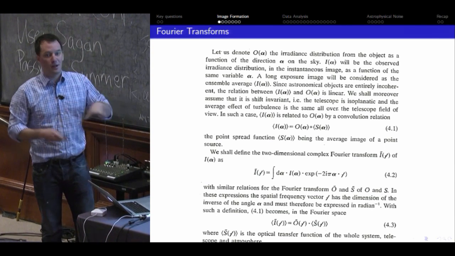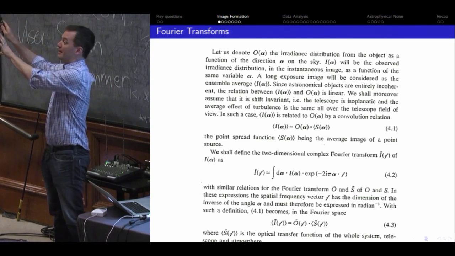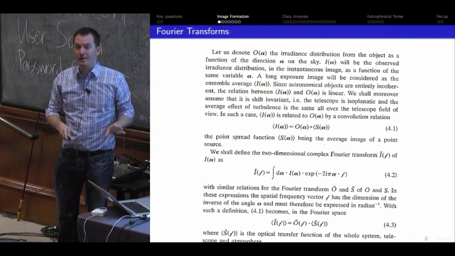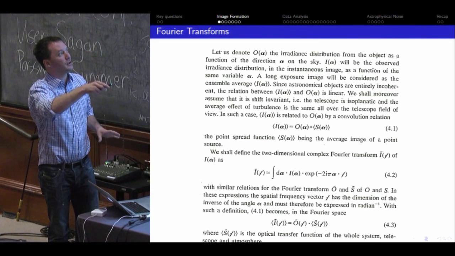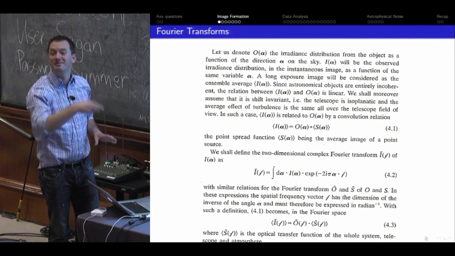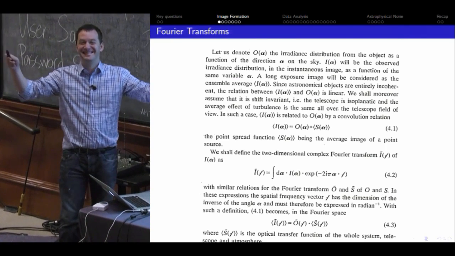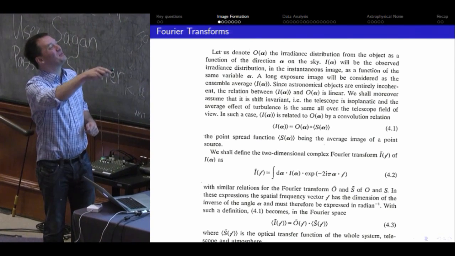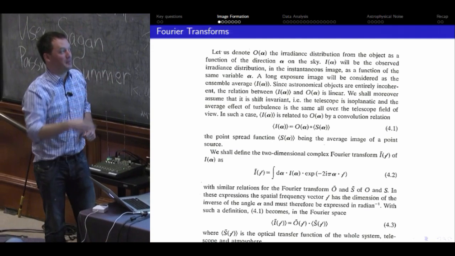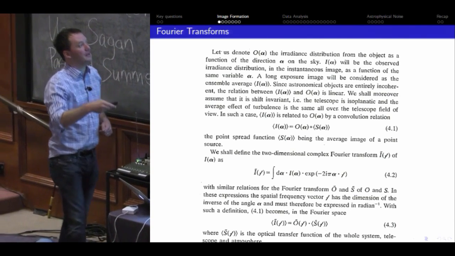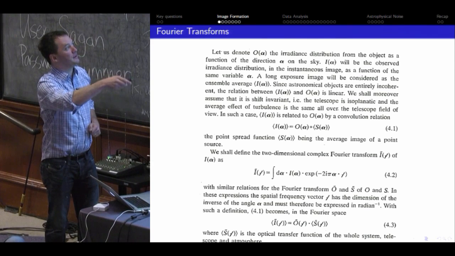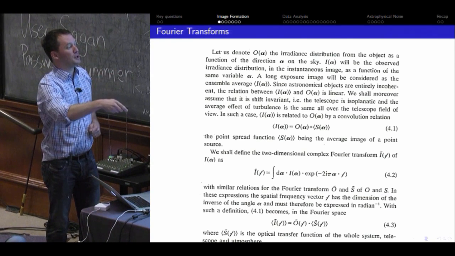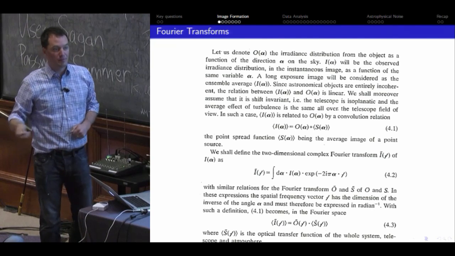Your image is the convolution of your astrophysical scene with your instrument response. We're doing long exposures here in coronagraphy, so the instrument response is averaged over time. The second point is that if you take this convolution and take the Fourier transform of your image, then instead of being a convolution, you have a product. Right.